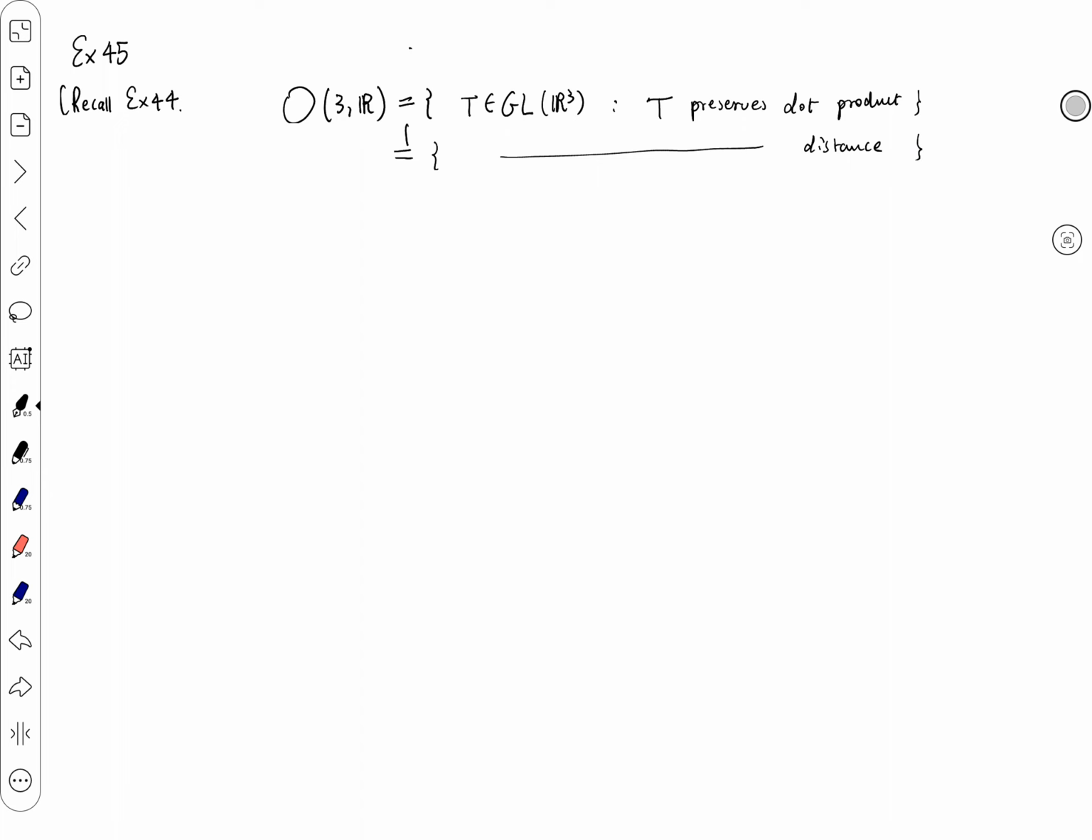In particular, such a linear transformation would be invertible, because preserving length tells you it is one-to-one, which means it's injective. If the image has length 0, then the pre-image has length 0, which means the pre-image is the 0 vector. So the kernel is 0, and it's injective.